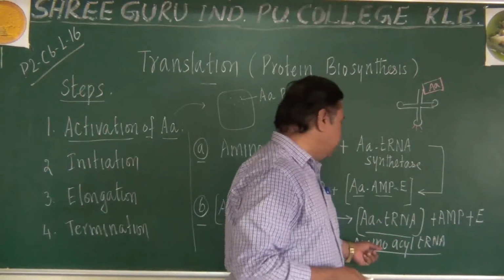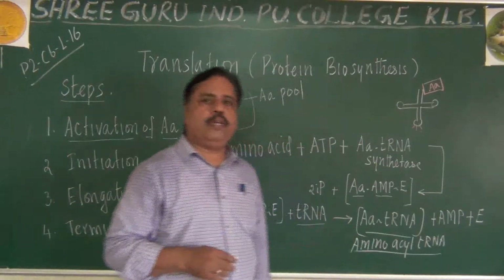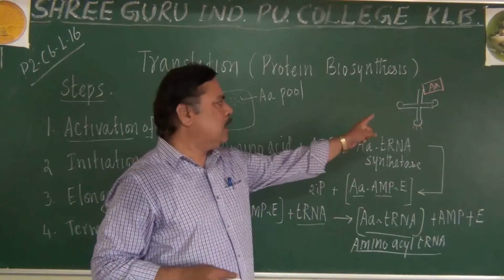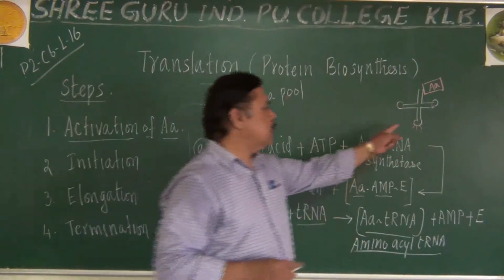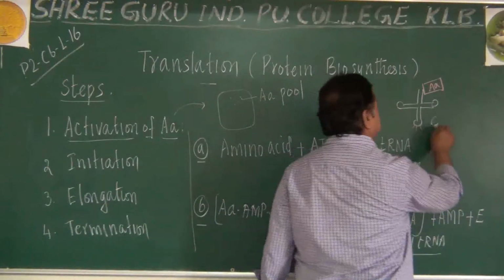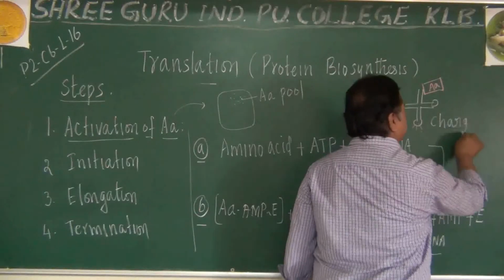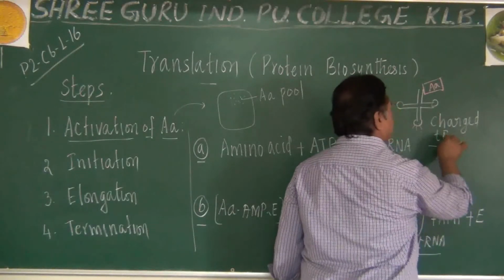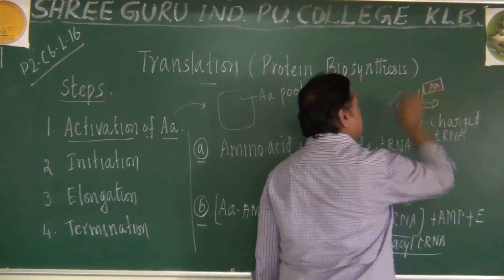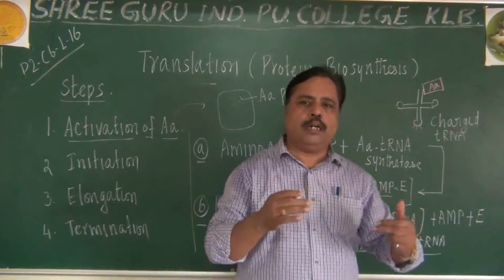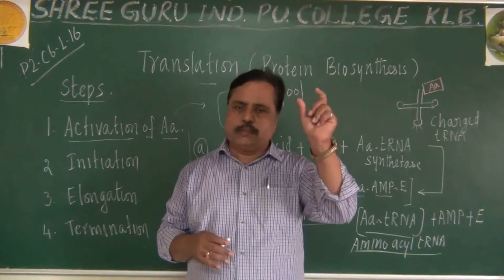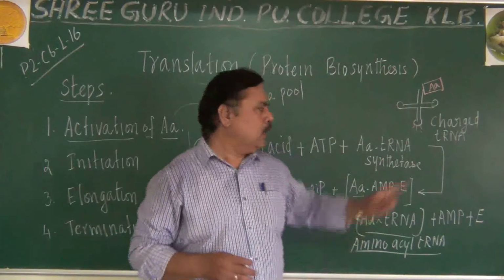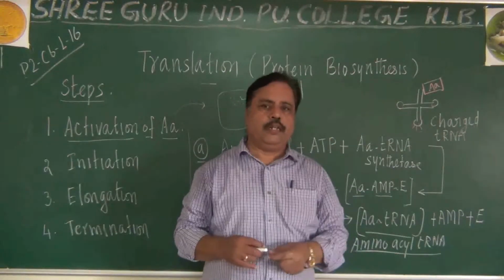So remember, we are getting an activated amino acid. The tRNA is called charged tRNA. Do you get my point? This tRNA is called charged tRNA. What is meant by charged tRNA? The tRNA which carries its specific cognate amino acid. The tRNA which carries its specific amino acid is called charged tRNA.